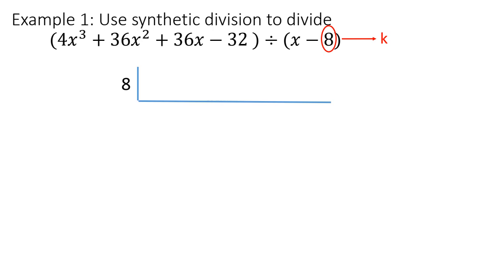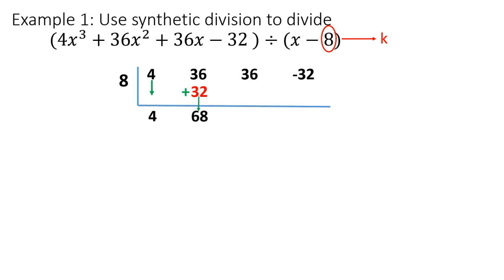Then inside are my coefficients. Let's go ahead and grab them. So it's 4, 36, 36, negative 32. Be careful on those signs. Make sure you place the coefficients with their respective signs. All right. First step, we bring down the 4, and then we multiply 8 times 4. 8 times 4 is 32. Then I add 36 plus 32. That's going to be 68.